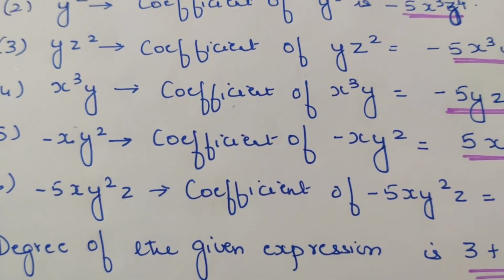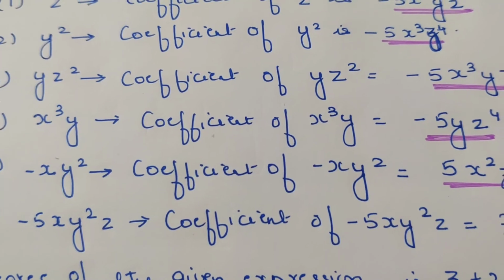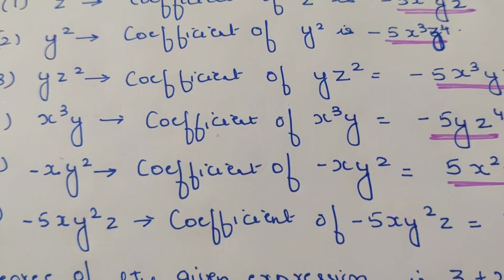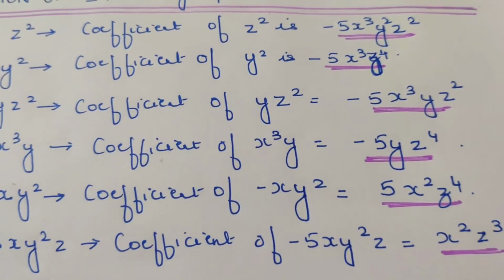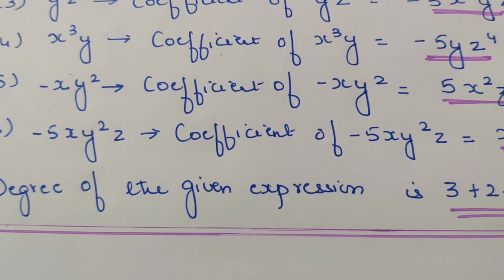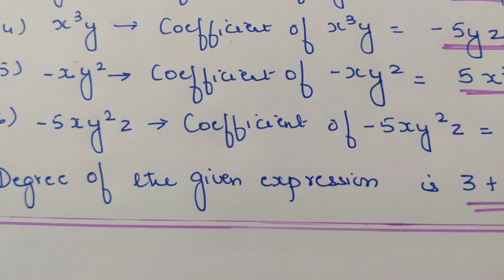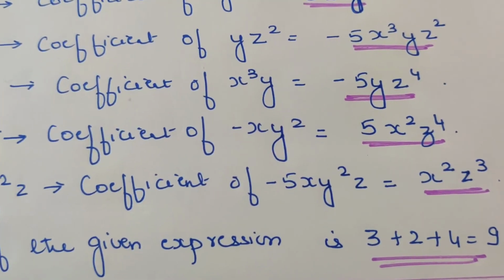Next one, minus 5x y square z. They have also asked the degree of the expression. So you just add all the powers, that's 3 plus 2 plus 4, and that gives you 9.